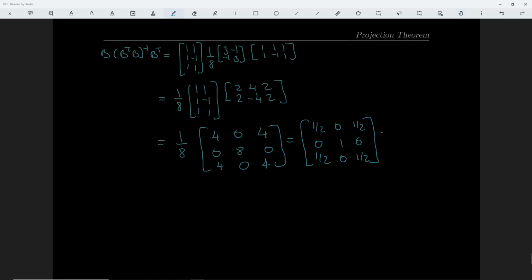So now we found the P matrix. This is the projection matrix which projects any vector x onto subspace M, the span of (1, 1, 1) and (1, -1, 1).